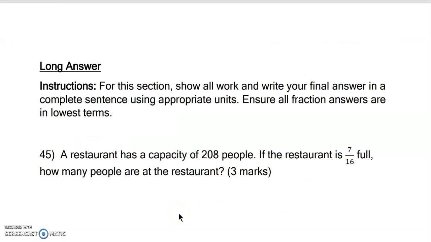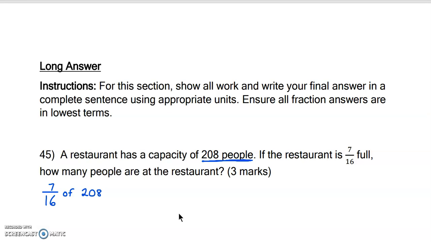Now I'll take you through the long answer questions. So we're going to show the work and write a sentence here for full marks. So we see this restaurant has a maximum number of people that are allowed, 208. And the restaurant is 7/16 full. So how many people are at the restaurant?